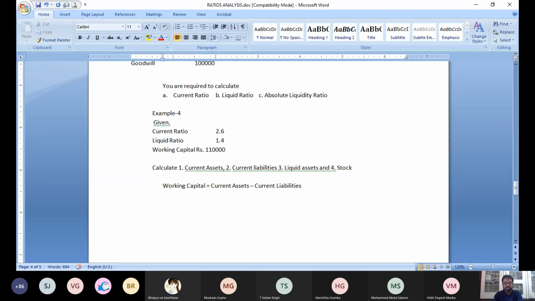We did this in the funds flow statement. So that value is given. Working capital, be careful, this is very, very important: working capital is given as 1,10,000. Current ratio is equal to current assets divided by current liabilities, which is equal to 2.6. Is it correct or wrong?